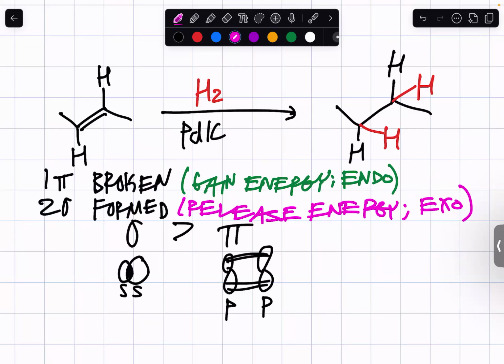So the overall process of this reaction, hydrogenation, where we convert an alkene into an alkane, is going to be exothermic because we're breaking one pi bond and we're forming two sigma bonds. And sigma bonds are stronger than pi bonds, so overall it's going to be exothermic because we're releasing more energy.